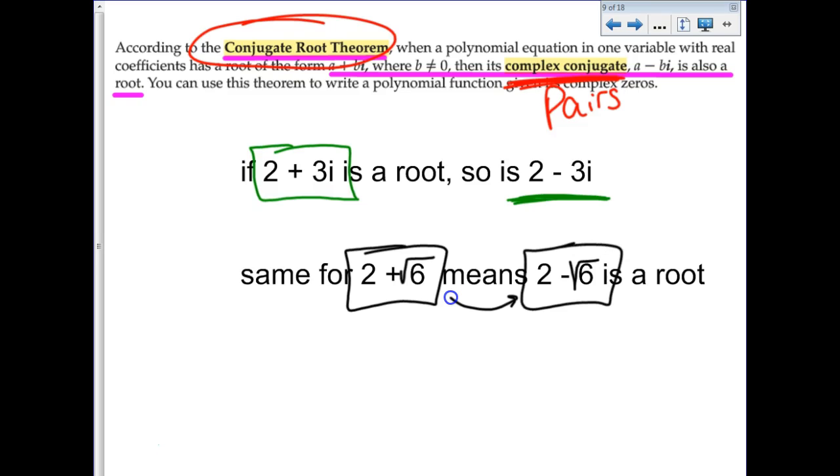So what'll often happen on your test is I'll give you some clues. I'll say like, oh, there's a solution at 3. And there's also a solution at 4i. Well, guys, if you know there's a solution at 4i, what else do you know? There's a solution at -4i. Very good. So it's a bit of a trick question because you got to know the conjugate root theorem.